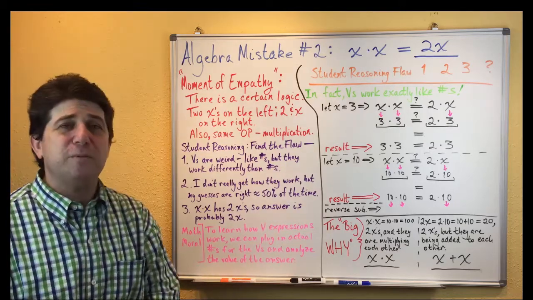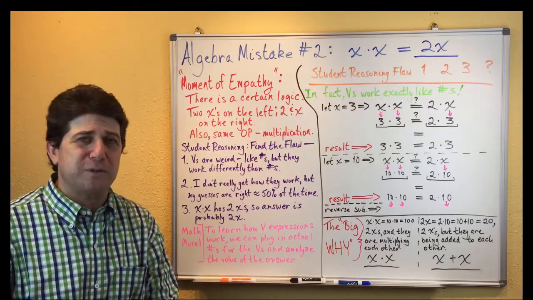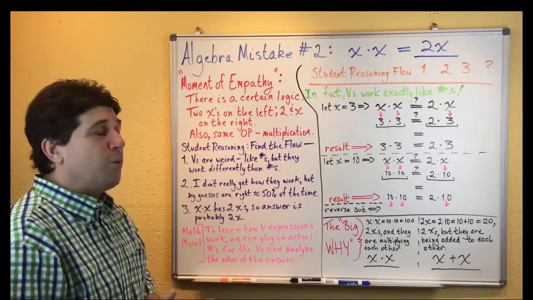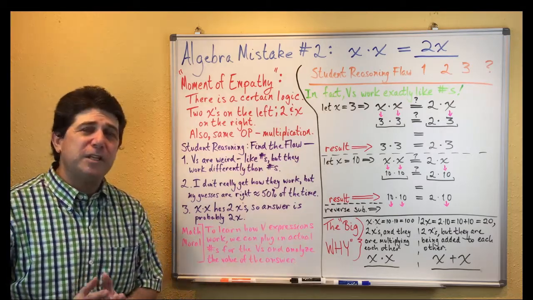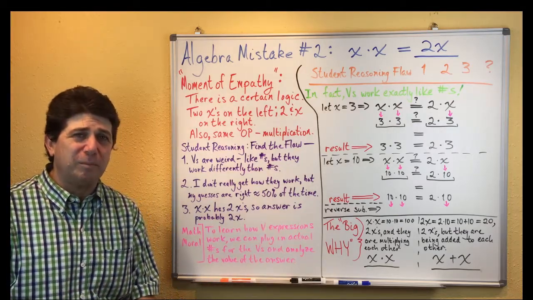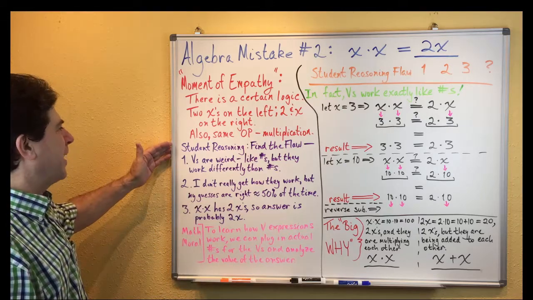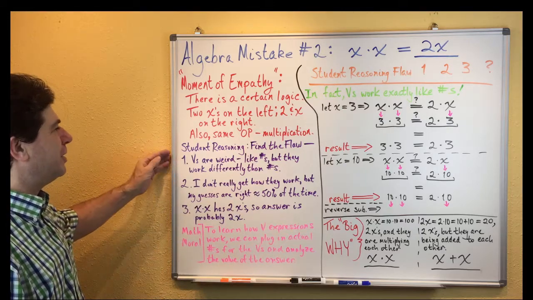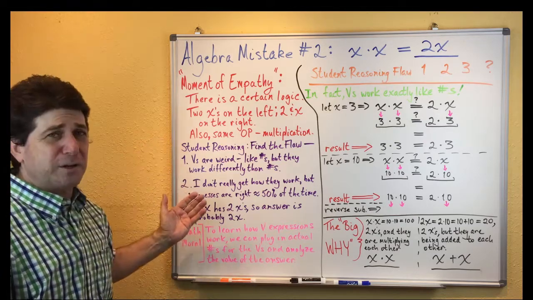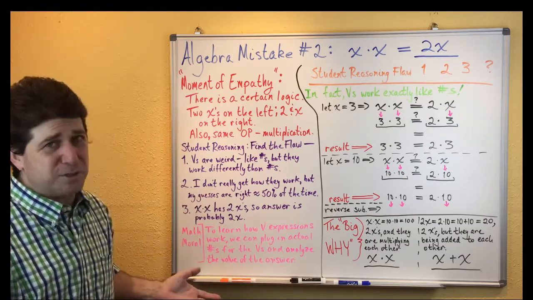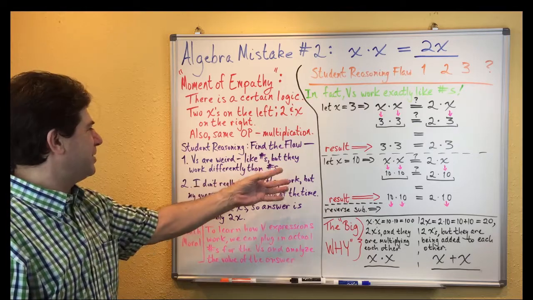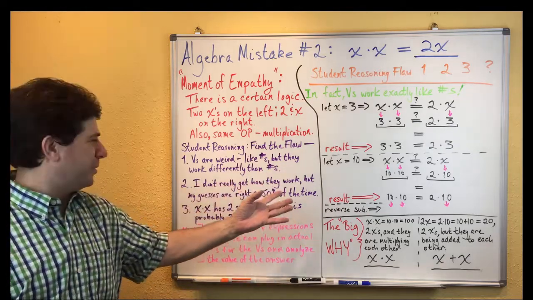Now, we want to find what the flaw is, so what we're going to do is play Find the Flaw. When I tutor students, I find that their reasoning, if I prod a little bit, usually boils down to 3 steps, which are like this. First, V for variable. Variables are weird. They're like numbers. This is students talking, of course. They're like numbers, but they work differently than numbers.